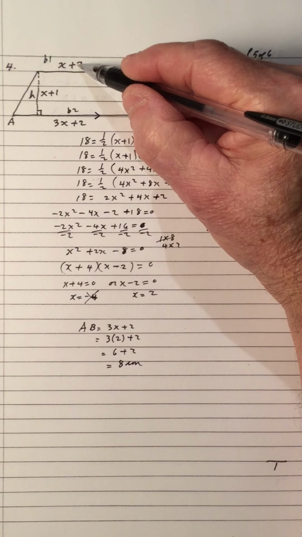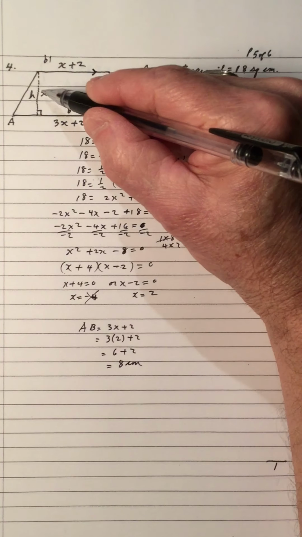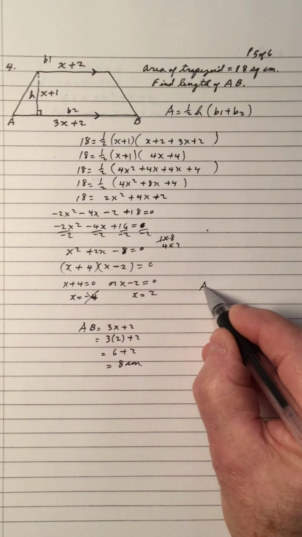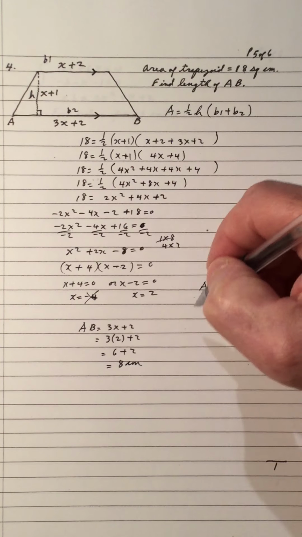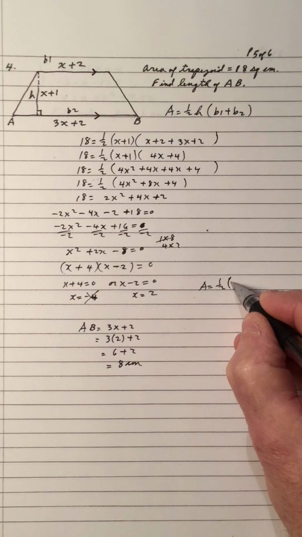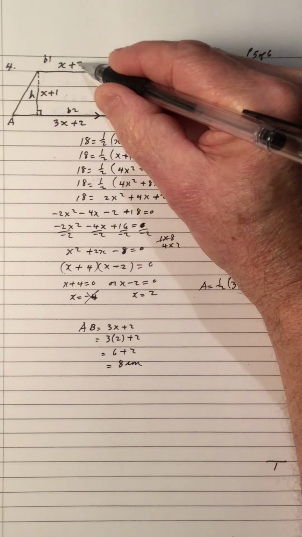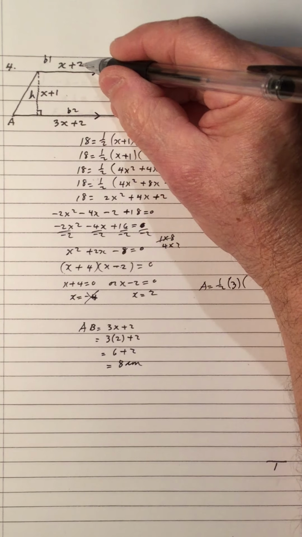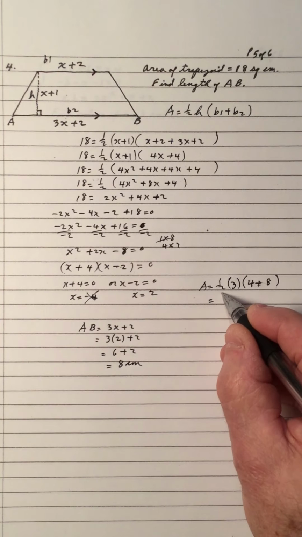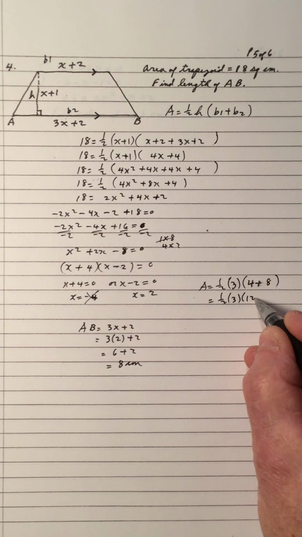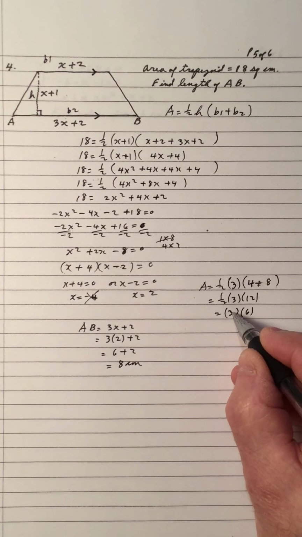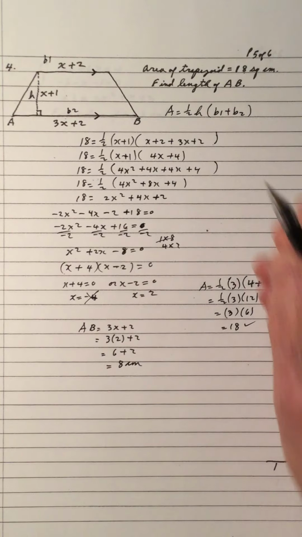And if you want to get the length of this one, you can plug the 2 in and you get a 4. If you want to get the length of this one, you can plug the 2 in and get a 3. And if you check it, it's a half. Just checking now, I have a 2 for x, so that means the height is 3. And this base, if that's a 2, this base is 4. This base we found out to be 8. So that's a half of 3 times 12. And a half of 12 is 6. So 3 times 6 is 18, which is the right area.